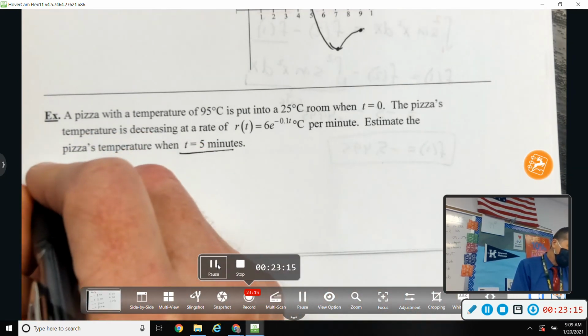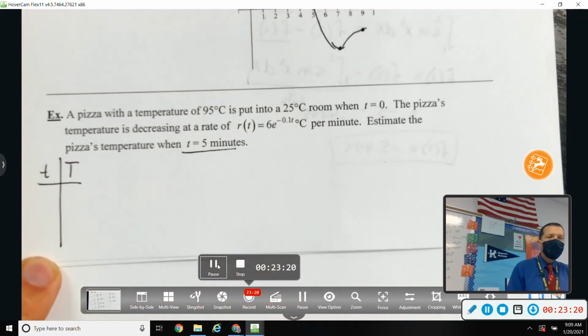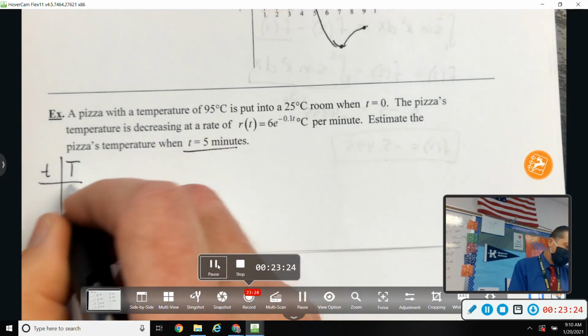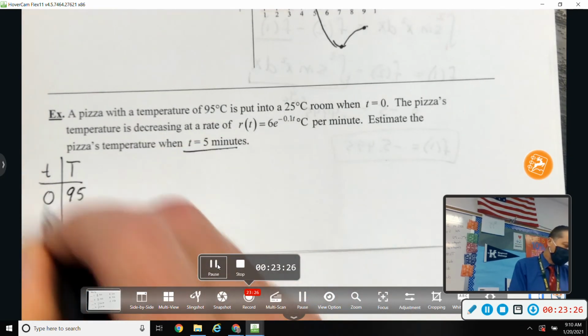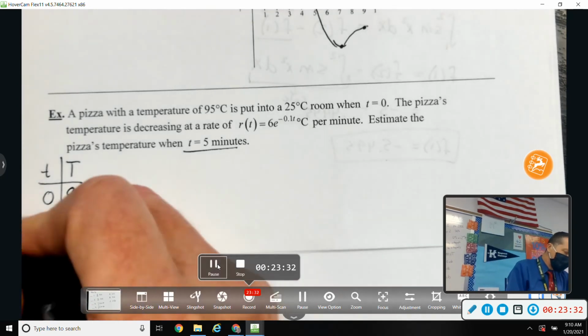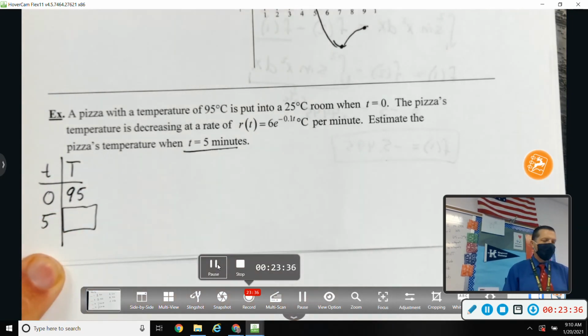So let's do a little table here with stuff that we know. When pizza with temperature of 95, okay, so that'd be at time 0. When we first start this experiment, it's 95 degrees. We want to know what the temperature is at 5 minutes.